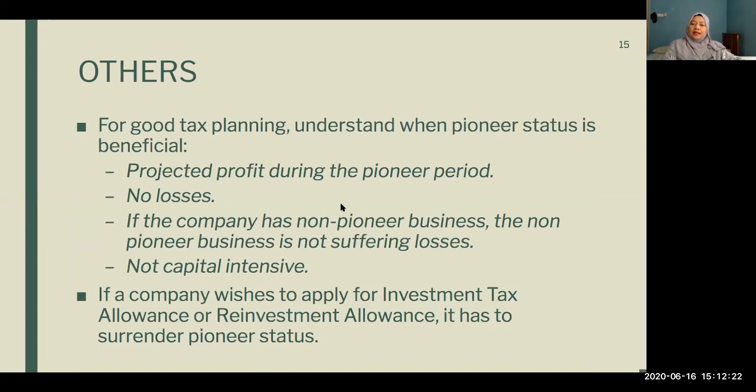And then, for good tax planning, should you go for pioneer? Remember that pioneer status is beneficial only if you have statutory income. If your statutory income is 0, don't go for pioneer status. Why? If your SI is 0, how much is abated? If 70% is abated, how much goes into your exempt account?